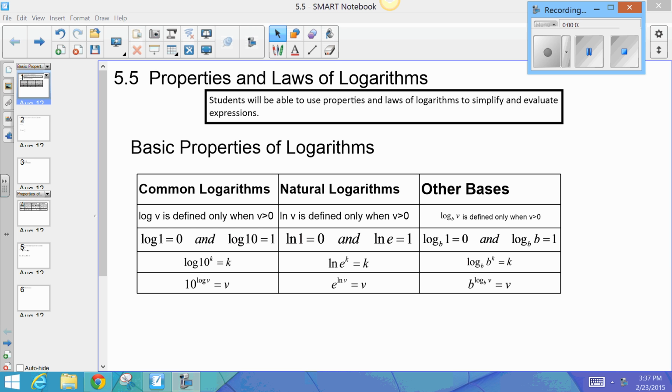Hi, this is pre-calculus notes on basic properties of logarithms. First of all, I need you to pause this long enough to get all of this in your notes, and then I want to explain why all of this makes sense. So pause the video, write it all down, and in a few minutes I'm going to start talking again to explain why all of this makes sense.